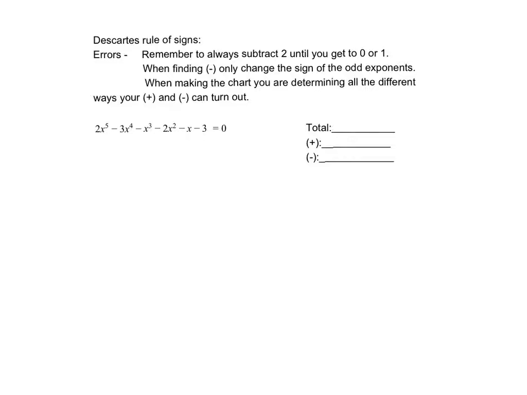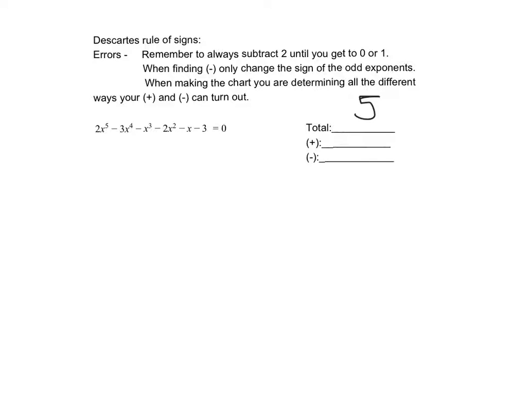All right, so I'm going to do this one for you. The total is going to be 5 because, again, it's the leading exponent. So in the end, I know I should have a total of 5 answers at most. I could have less than that, but 5 would be my most.